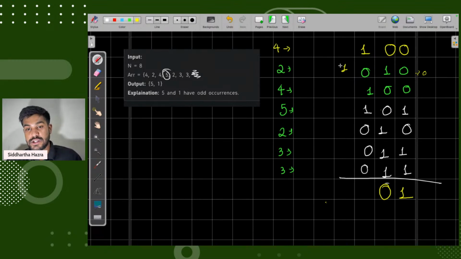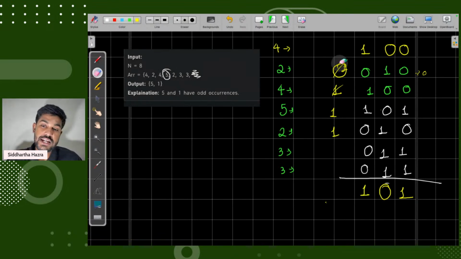1 XOR 1 is equal to 0. Okay. 0 XOR 1 is equal to 1. 1 XOR 0 is equal to 1. 1 XOR 0 is equal to 1. 1 XOR 0 is again equal to 1. And again 1 XOR 0 is again equal to 1.